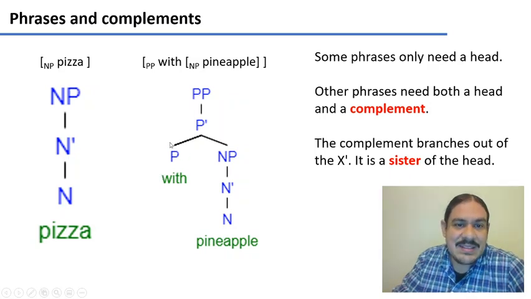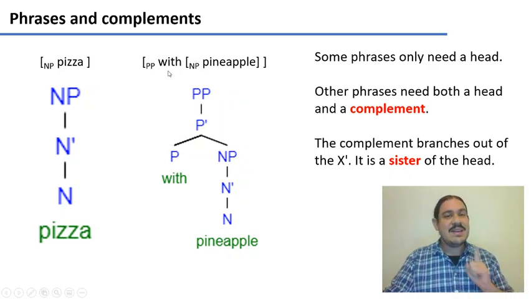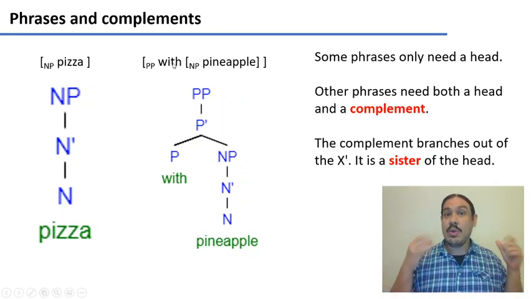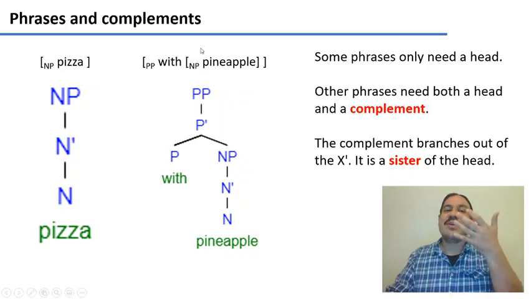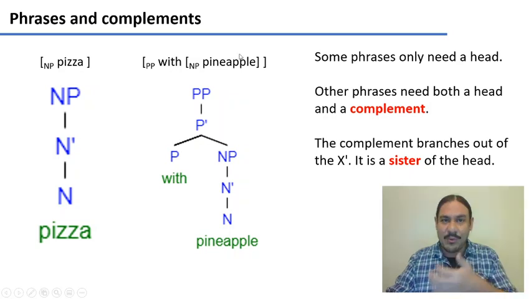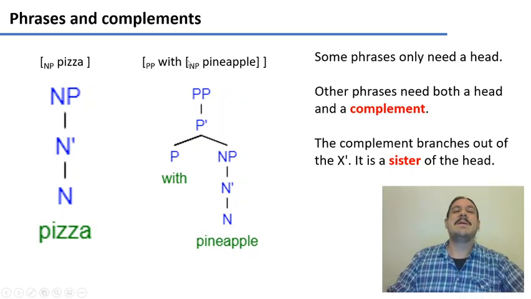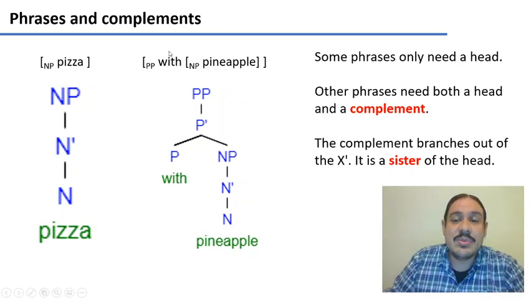The head is P, with, and we also have the type of phrase, prepositional phrase, and the bar level. But take a look at this. You can't just say "with" and have it make sense as a phrase of English. "With" always needs to be accompanied by something else, by you doing it with pineapple, or with a fork, or with shoes. So "with" is always going to be accompanied by things like noun phrases.